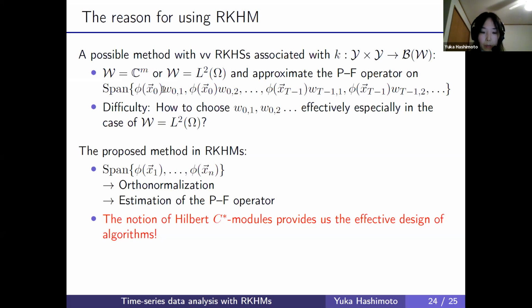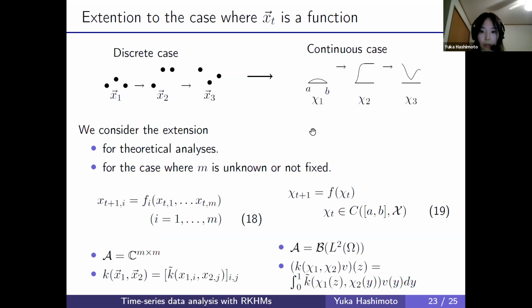So for obtaining vectors in VVRKHS, we have to choose a vector in this Hilbert space to construct vectors in VVRKHS. So we don't know how to choose these vectors efficiently, especially in the case of W is infinite dimensional case, in the case of this continuous case.